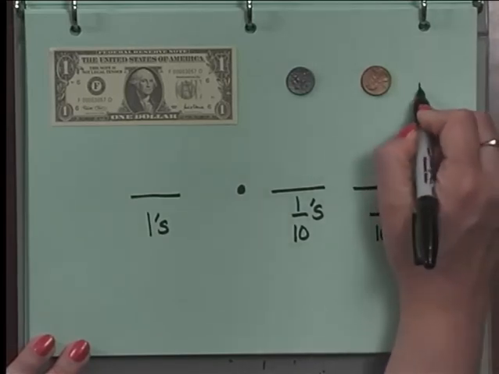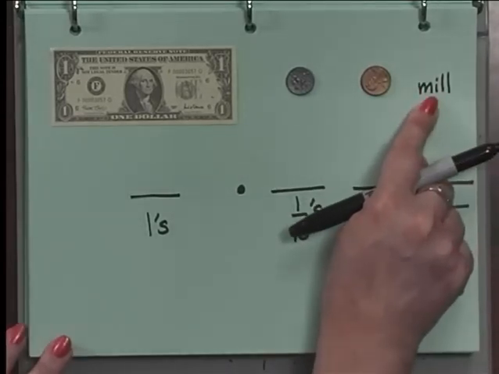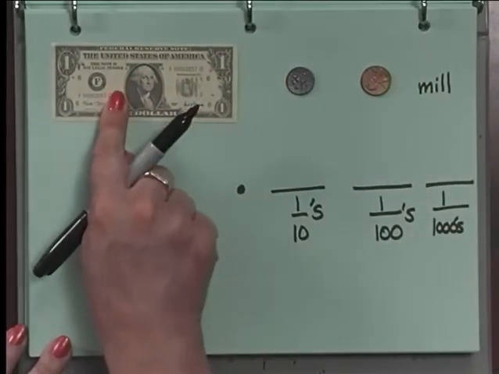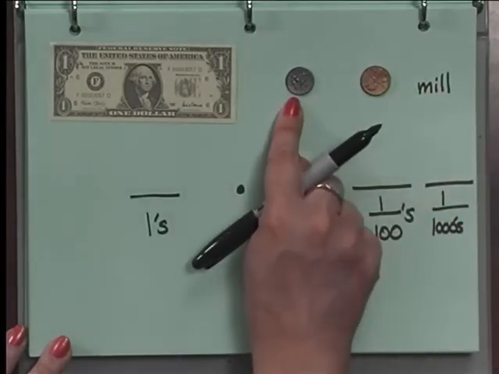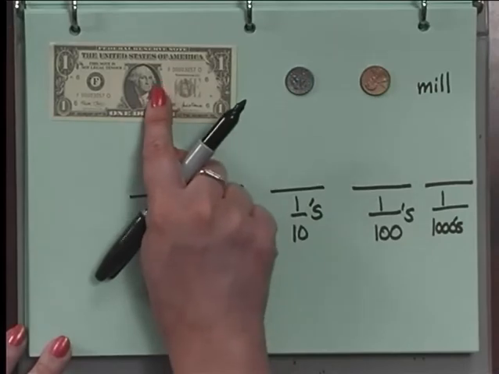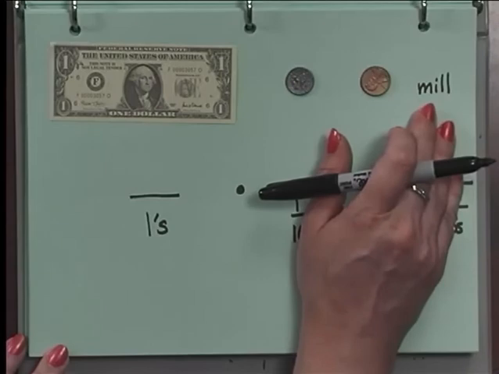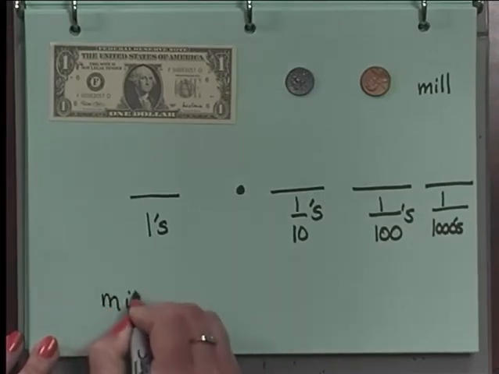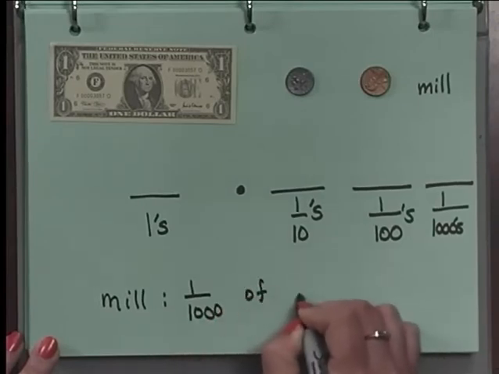The place value right here, we call this the mill place value. It takes 1,000 mills to make a dollar. It takes 10 mills to make a penny. It takes 100 mills to make a dime. It takes 1,000 mills to make a dollar. So this is our thousandths place. And you'll hear the word mill a lot of times, as property taxes will be termed so many mills. And that's what that word means. The word mill literally means 1/1000th of a dollar.